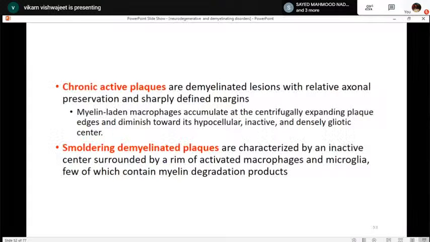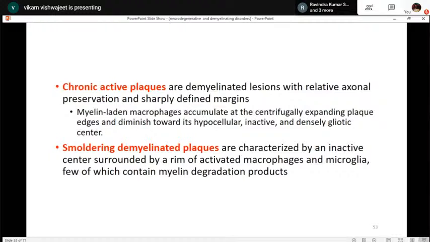Then coming to the chronic active plaques. Chronic active plaques are demyelinated lesions with relative axonal preservation and have sharply defined margins. Here there are myelin-laden macrophages which accumulate centrifugally, expanding the plaque at the edges, and diminish towards its hypocellular, inactive and densely gliotic center. So the lesion is expanding centrifugally, while in the center there is a densely gliotic scar.